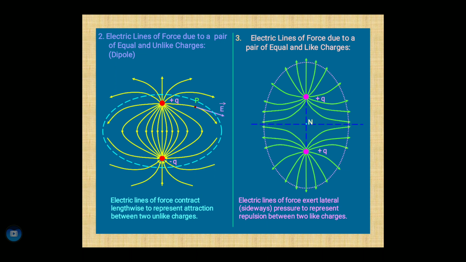Another case: if we have a dipole, meaning two equal and opposite charges, having the same magnitude but opposite signs, kept at a certain distance, that is called an electric dipole. So for an electric dipole, electric lines of force start from the positive and end at the negative. Or you can say in another way, electric lines of force contract lengthwise to represent attraction between two unlike charges. And if the charges are like positive charges, as you can see, then electric lines of force exert lateral pressure to represent repulsion between two like charges.